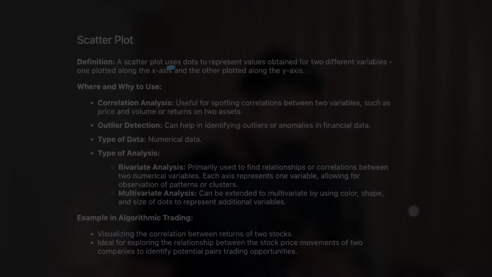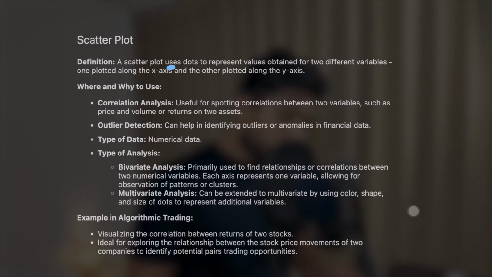Next we have the scatter plot. So a scatter plot uses dots to represent values obtained for two different variables, one plotted along the x-axis and the other plotted along the y-axis, right? So we can say the line plot uses the lines and the scatter plot uses the dots, right?